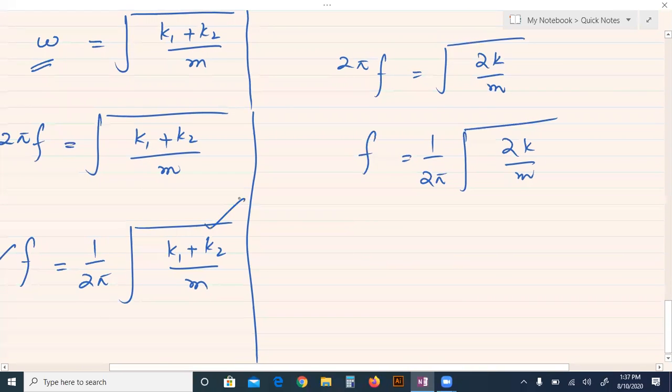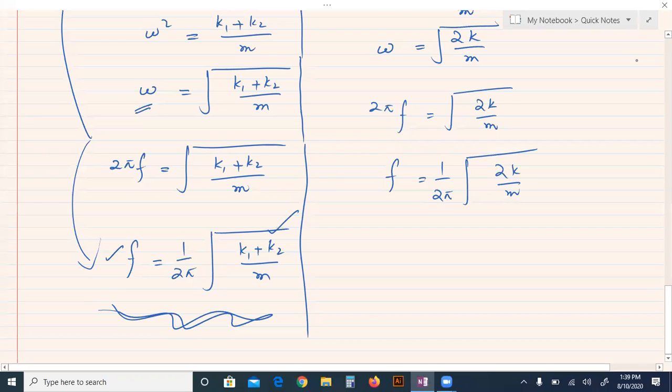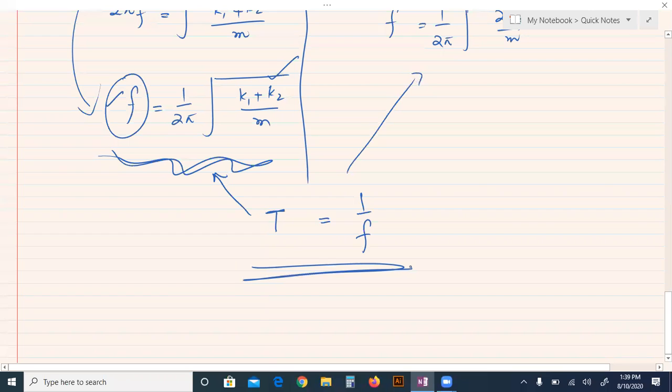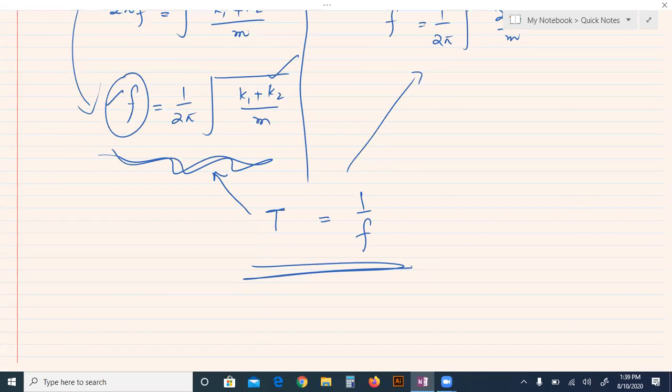Now look at both. Here it's k1 plus k2 over M and here it is 2k over M. This is the simple difference. From both, we can calculate the time period, because the time period is equal to 1 over frequency. So the reciprocal of this will give you the time period. This is the third example of simple harmonic motion.